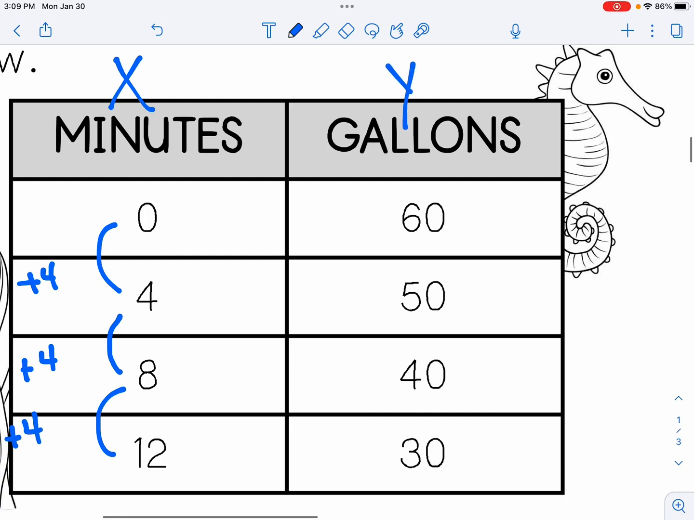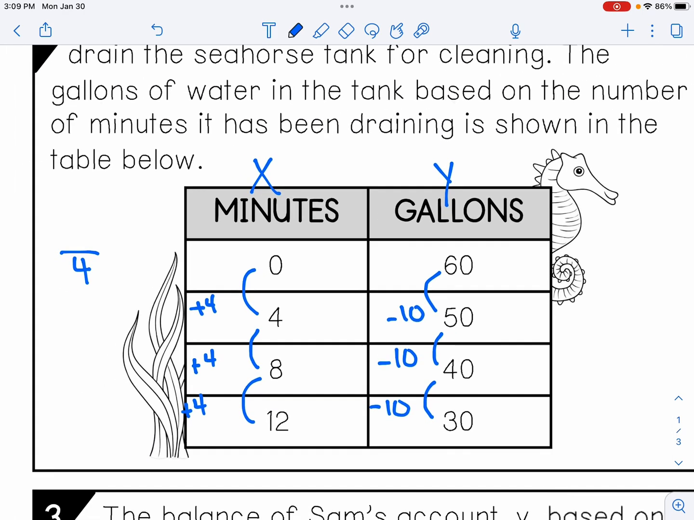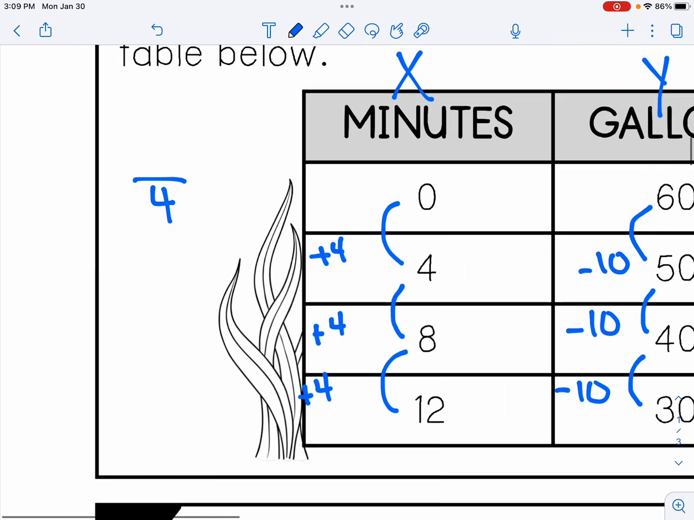Gallons is my y value, and the change from one to the next was a subtracting of 10. 50 to 40, a subtracting of 10. 40 to 30, a subtraction of 10. So this right here is going to go on the top, and a negative 10 over my negative 4.